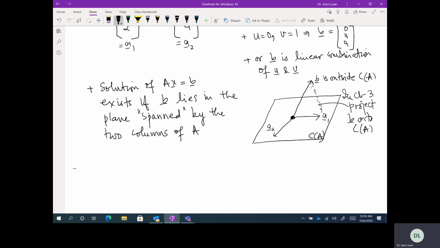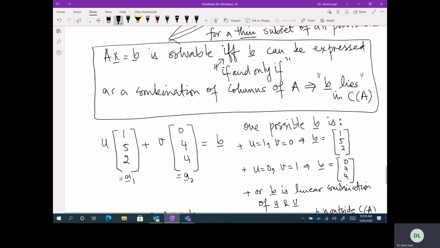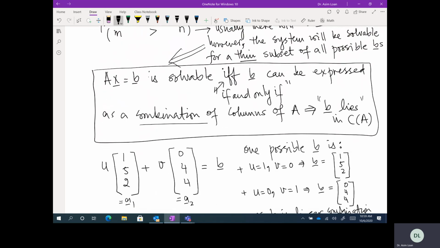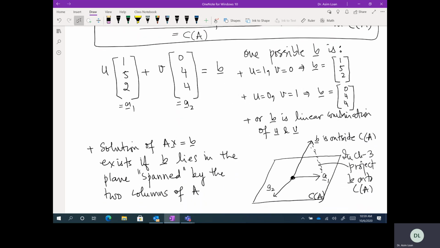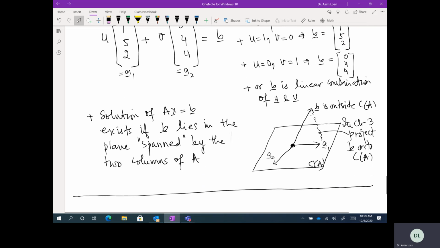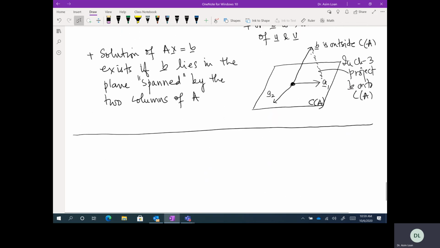Okay, so this is the column space. What is the column space? The column space is simply the combination of columns of A. Just remember this: take all linear combinations and you'll get the column space.